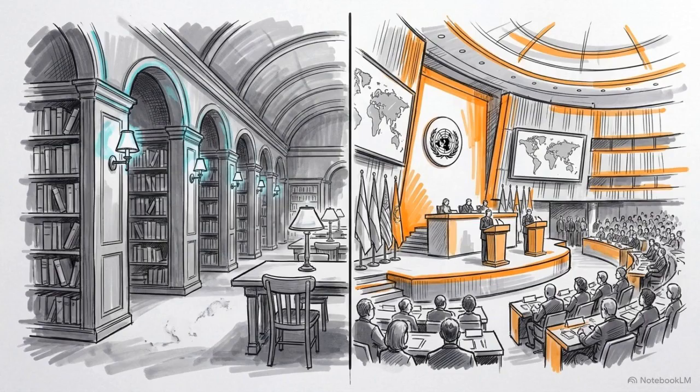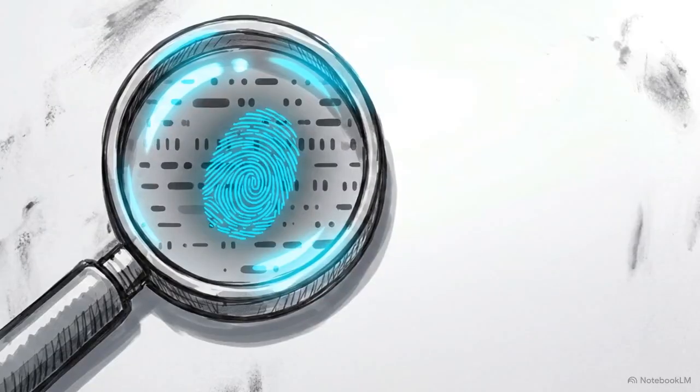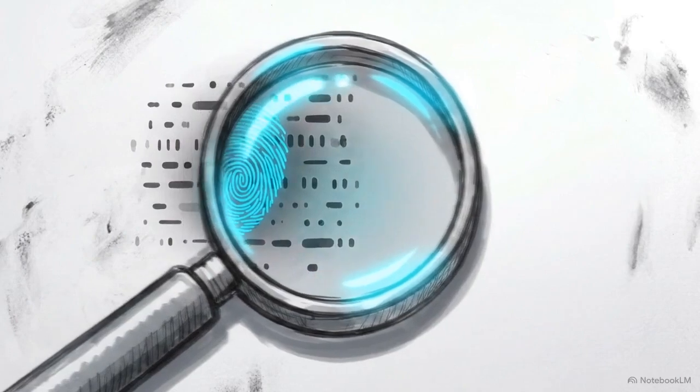The manipulation of information spans from university libraries to global geopolitics. Whether the target is a government dossier or a doctoral thesis, exposing these lies means looking past the text and hunting for the digital fingerprints left behind by the authors.